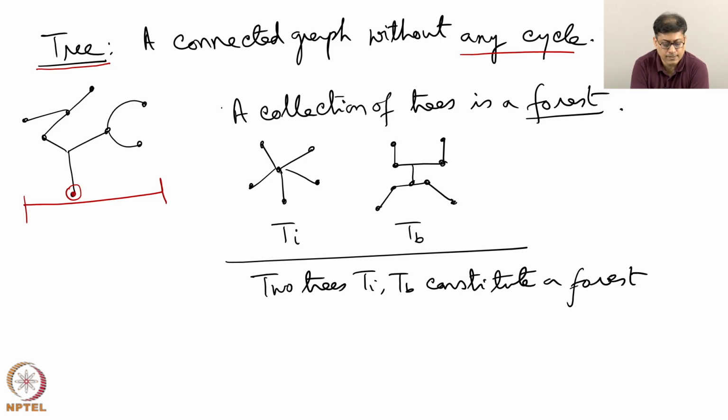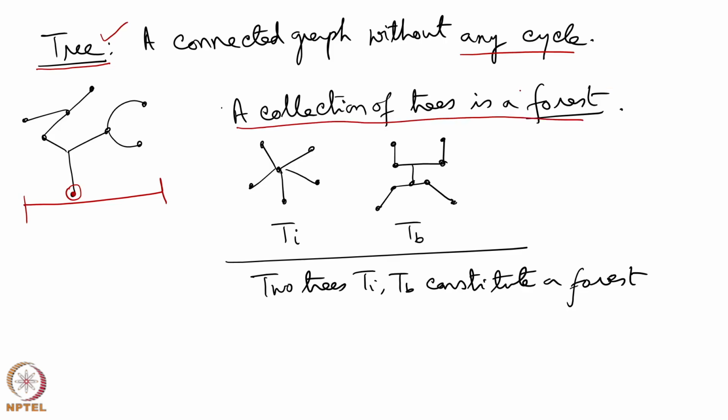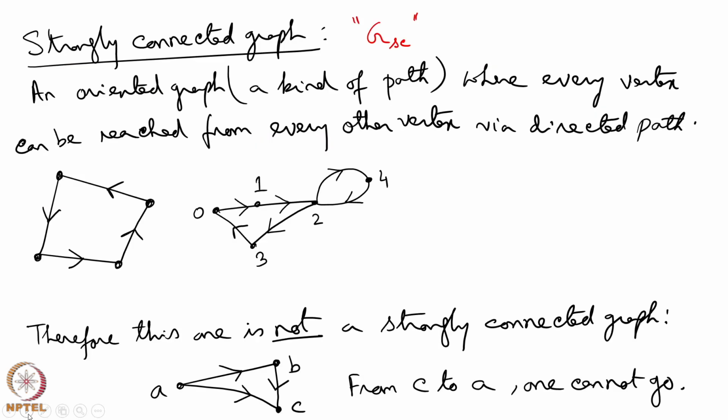Therefore, this is known as a tree, and a collection of trees will constitute a forest, as indeed in the real world several trees can make a forest. Ti and Tb are two trees, and taken together, Ti and Tb will constitute a forest. We will see the definition of a strongly connected graph.